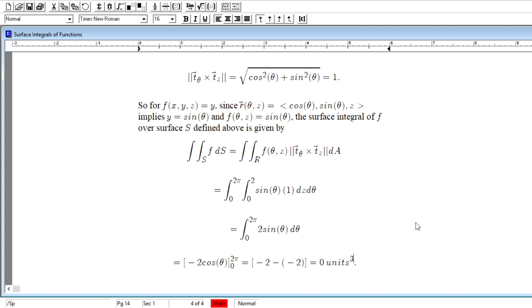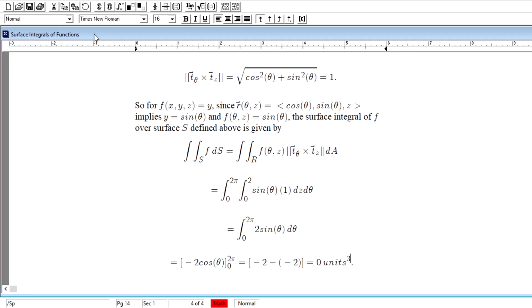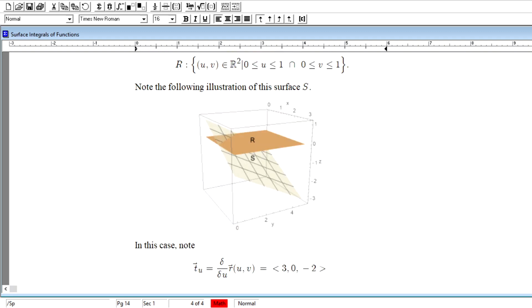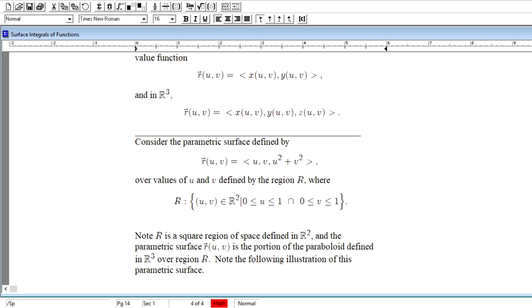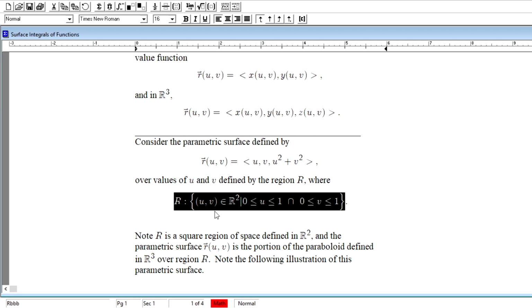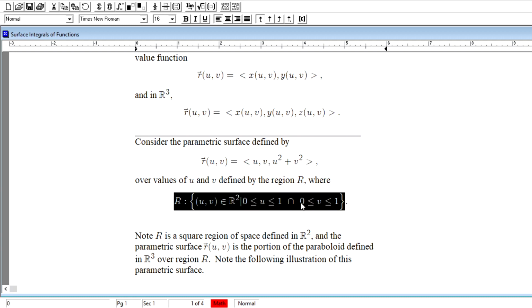All right? And folks, that is, again, just surface integrals of scalar valued functions, where we've seen these before, right? We're just now applying these concepts over a surface that doesn't necessarily just exist in 2 dimensions, but is allowed to curve in 3-dimensional space over some 2-dimensional region defined by R. All right?